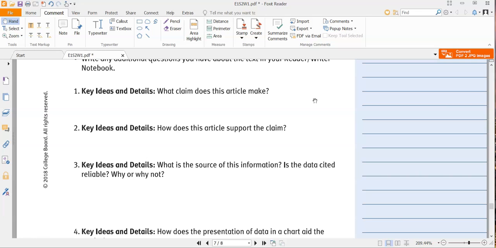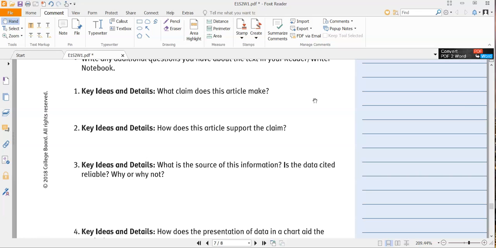The third one is, what is the source of this information? And is the data cited reliable? Why or why not? So there are several parts of that question. You have to first find the source of that information. So you're going to want to look in the works cited part. When you're reading the article, look for where it says it gets its information from. Then you have to figure out if you think the data cited is reliable, why or why not.